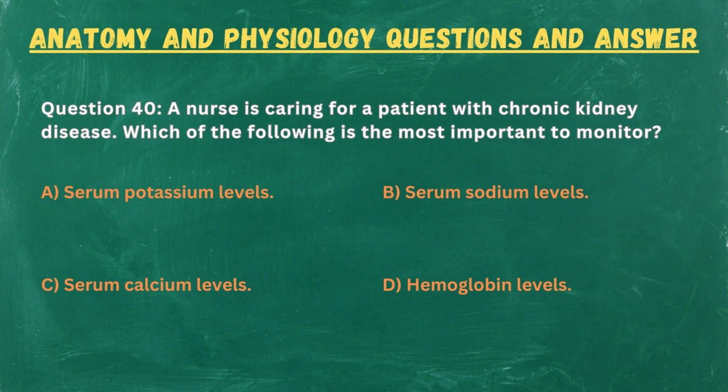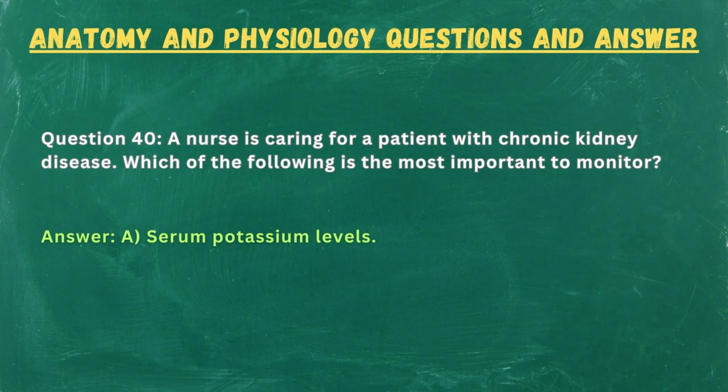Question 40. A nurse is caring for a patient with chronic kidney disease. Which of the following is the most important to monitor? A. Serum potassium levels. B. Serum sodium levels. C. Serum calcium levels. D. Hemoglobin levels. Answer A. Serum potassium levels.